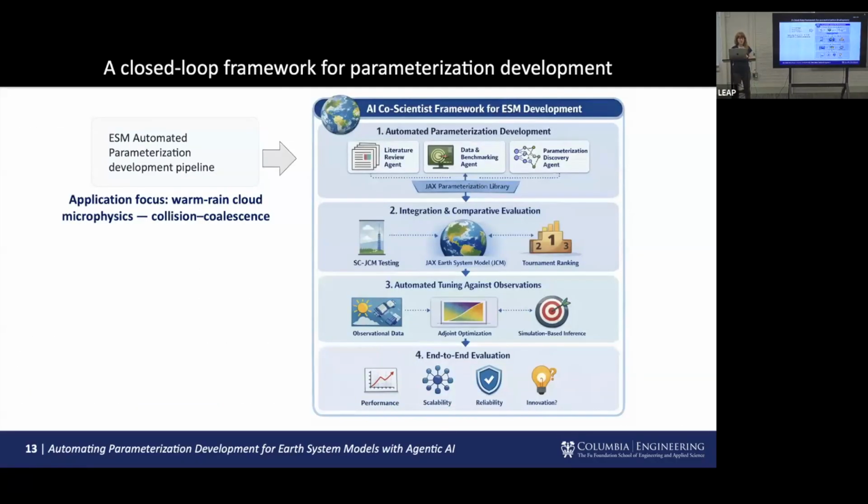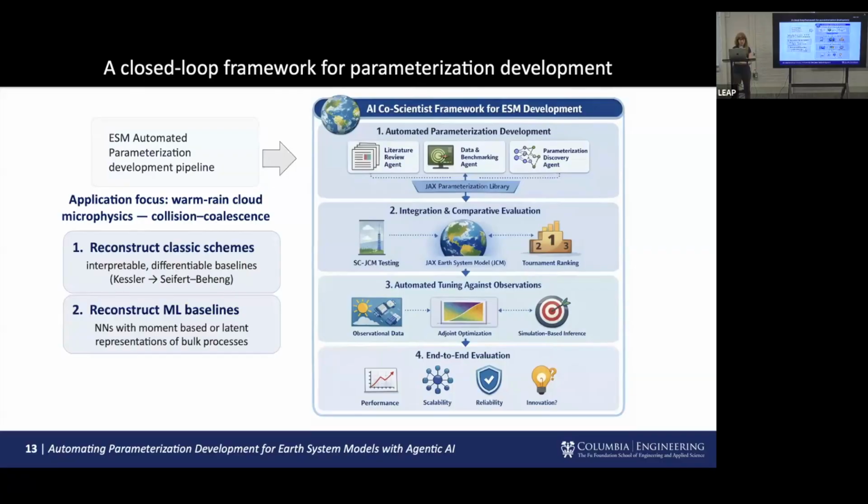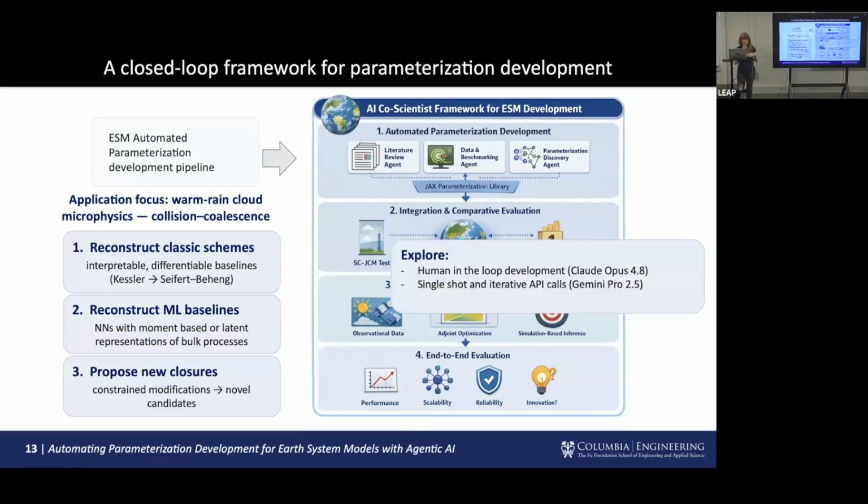So in terms of looking at how agentic AI can be applied to this, I'm going to evaluate a couple of different things. One is, can we reconstruct classic schemes in JAX using agentic AI? And can we reconstruct a couple of machine learning baselines that have been developed in the last 5 or 6 years in terms of using machine learning to parameterize this process? I will also look at how well agentic AI can do in terms of proposing new approaches or new closures.